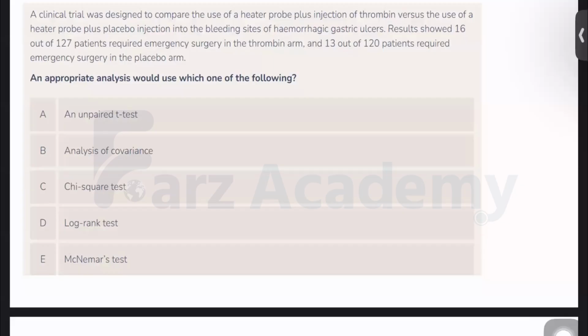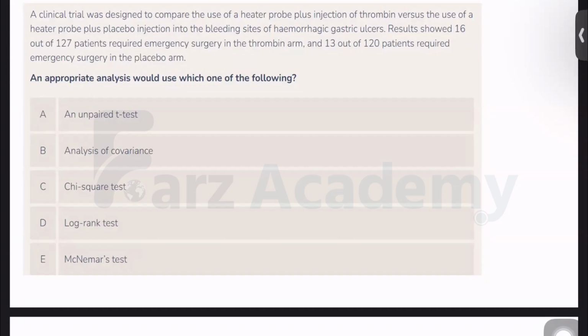Compare the use of a heater probe plus injection of thrombin versus use of a heater probe with placebo. Results are shown as 16 out of 127, 13 out of 120. What is the test used? Parametric or non-parametric? Non-parametric. Very good.